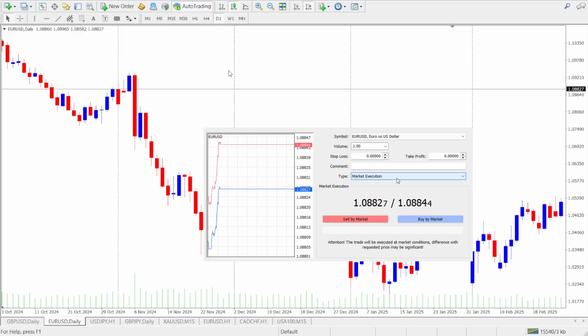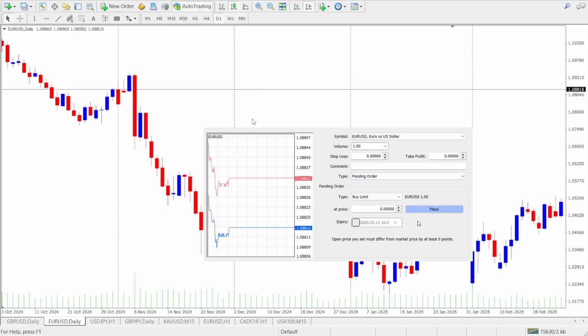So when do you use a market order? You use a market order when you need to enter a trade immediately. You use a market order when precision entry is not your top priority. You use a market order when the market is moving fast and you don't want to miss an opportunity. But what if you want to enter at a specific price? That's where pending orders come in. Now let us talk about limit orders, because under pending orders we have buy limit, sell limit, buy stop, and sell stop.